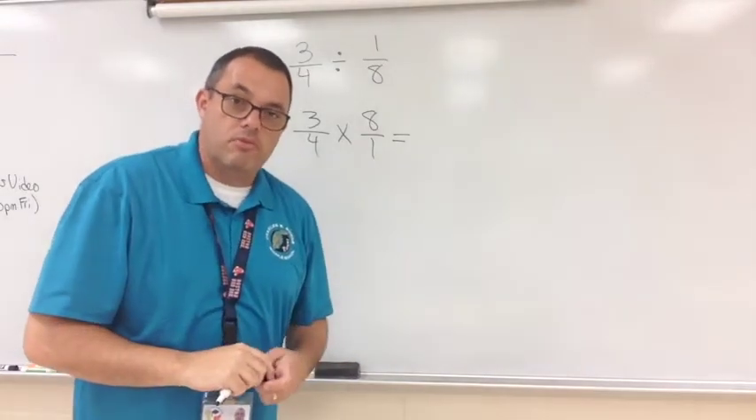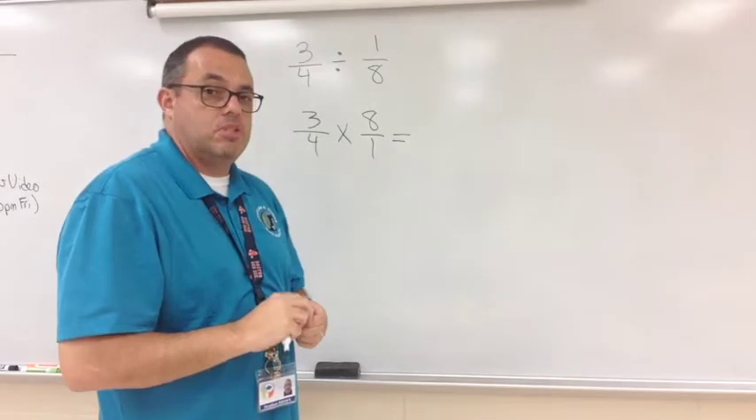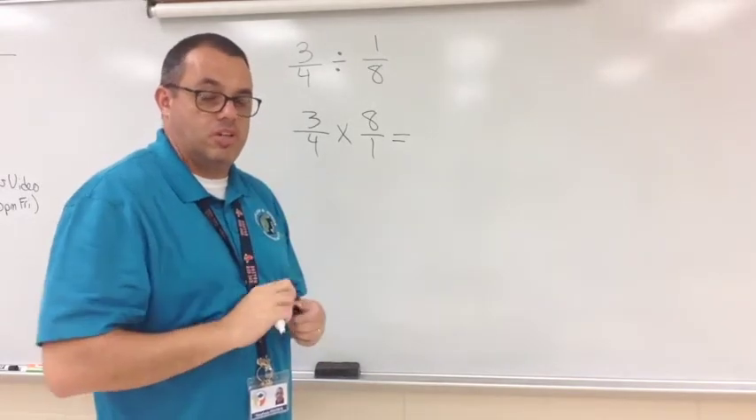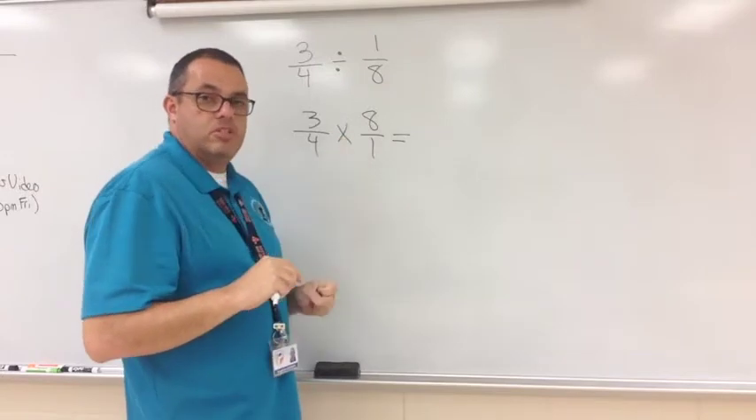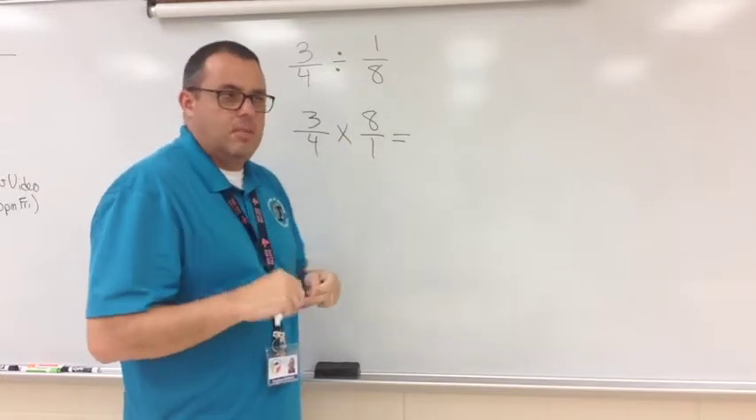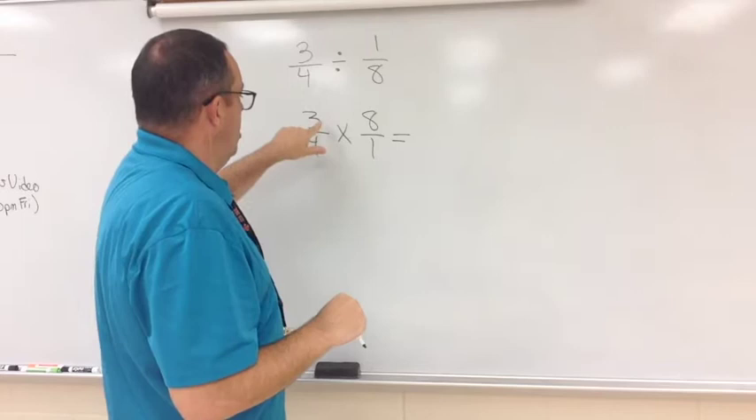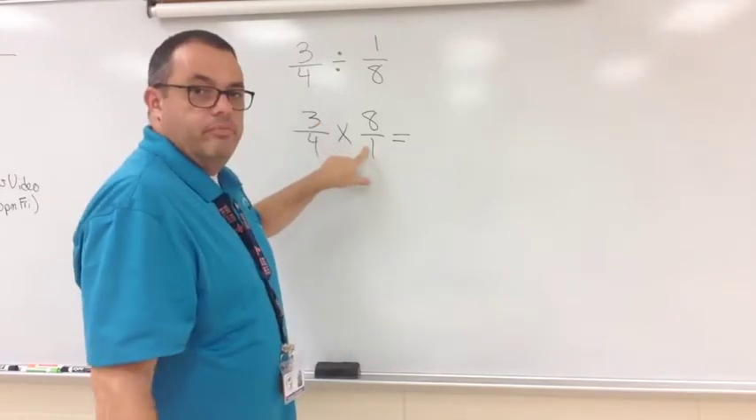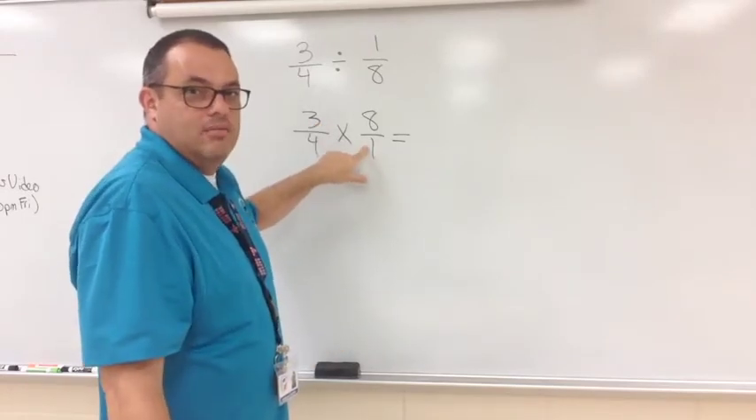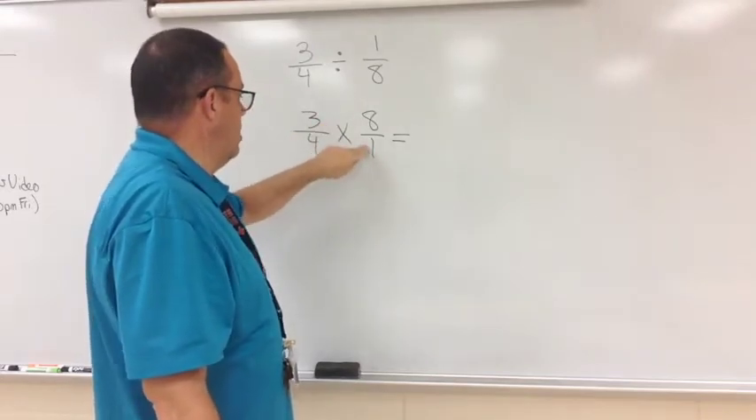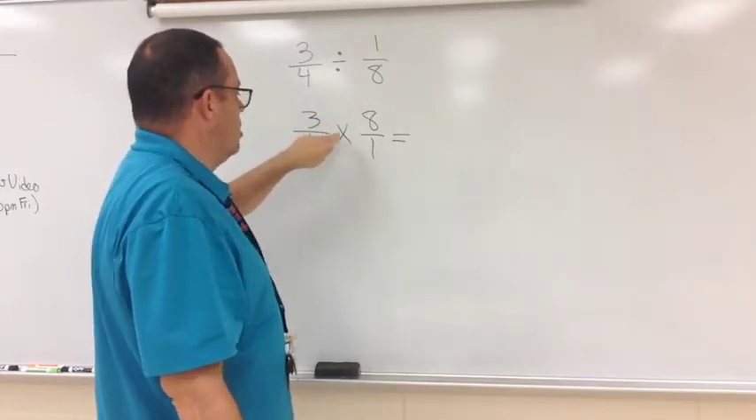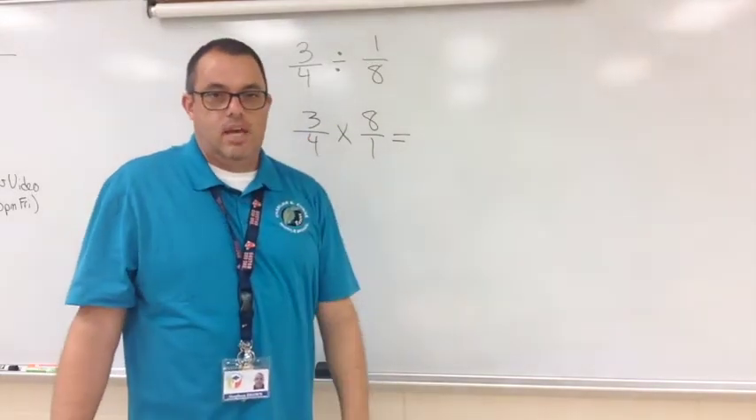Now, when we did our review for multiplication, we did talk about cross reduction. So let's take a look and see if we can reduce this in any way before we actually do our multiplication to make it a little easier. Okay? Well, we've got 3 and 1. There's no way to change those or reduce those. So we're going to keep the 3 the same, the 1 the same. We've got a 4 and an 8. Okay?